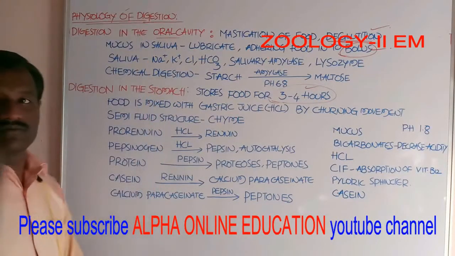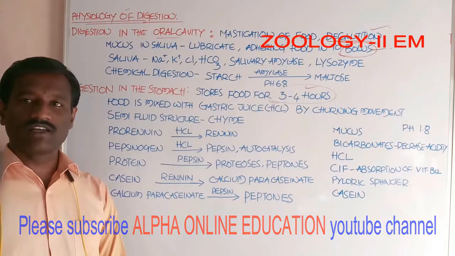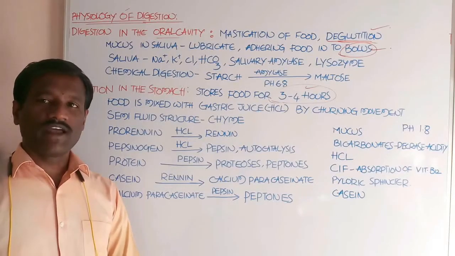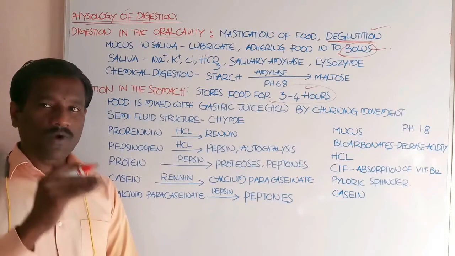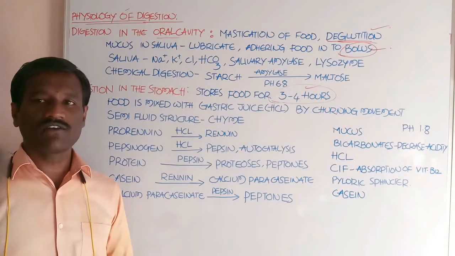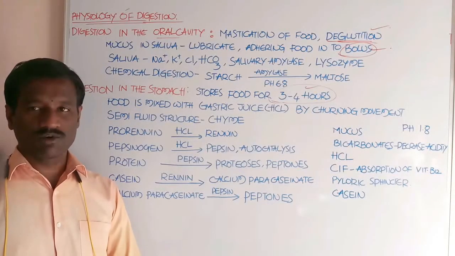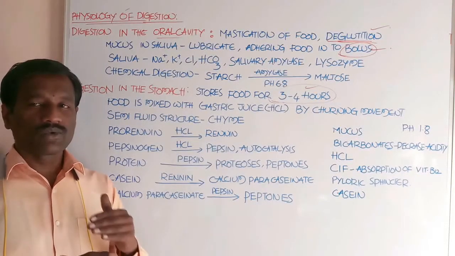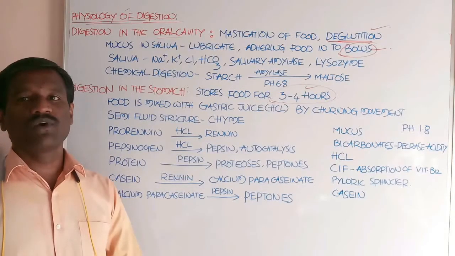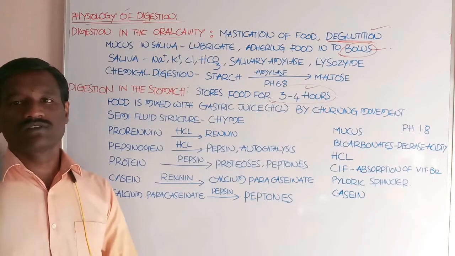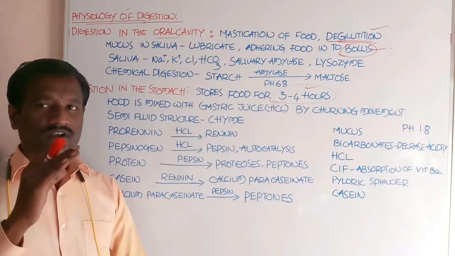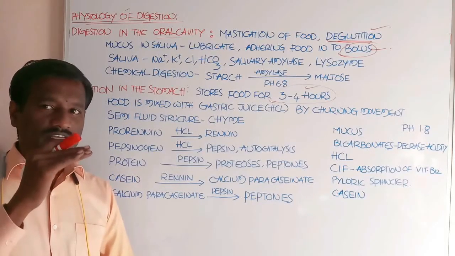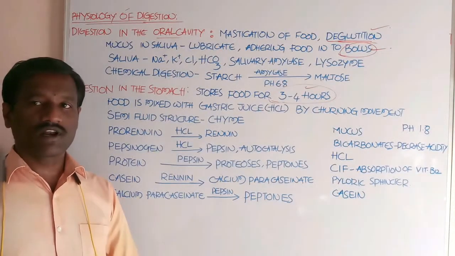Okay students, physiology of digestion. Today's topic is the physiology of digestion. What is the physiology of digestion? Digestion means food particles enter the oral cavity as non-diffusible, complex molecular structures. These are converted into simple absorbable, diffusible substances that can pass through the intestinal wall. That is called digestion. The physiology of digestion starts in the oral cavity.